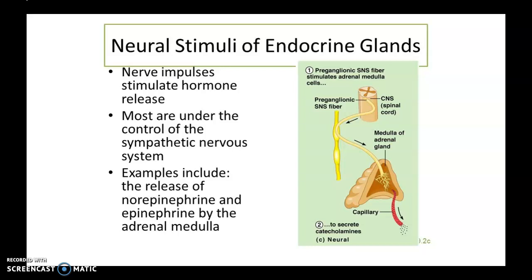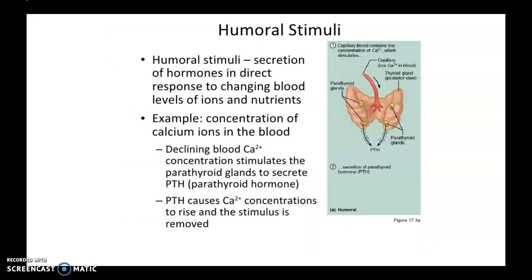Okay, moving on to the second type of stimuli of endocrine glands, which is humoral. So, now some hormones are triggered for release because there is something in the blood, some sort of chemical that is being monitored, or when the compound or substance gets too low, then hormones are released so that the substance builds back up and accumulates in the blood. What does that mean?